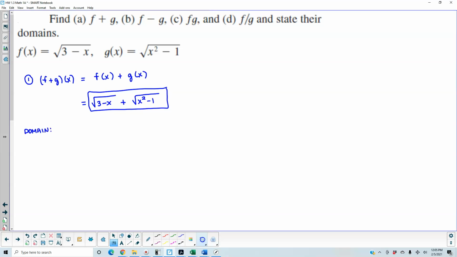Well, the first part, we know that 3 minus x has to be greater than or equal to 0. So that becomes negative x, which is greater than or equal to negative 3. And therefore, x must be less than or equal to positive 3. And then we also know that x squared minus 1 has to be greater than or equal to 0. So that means that x squared has to be greater than or equal to 1.